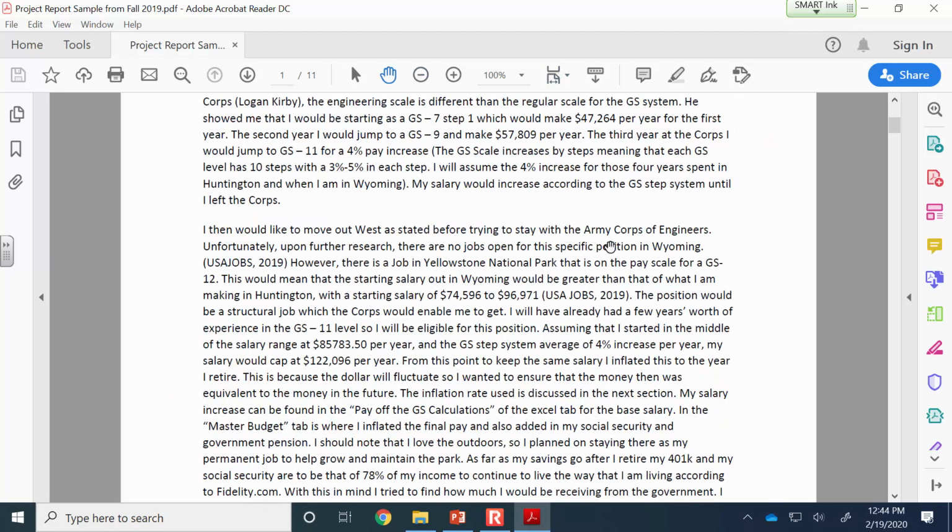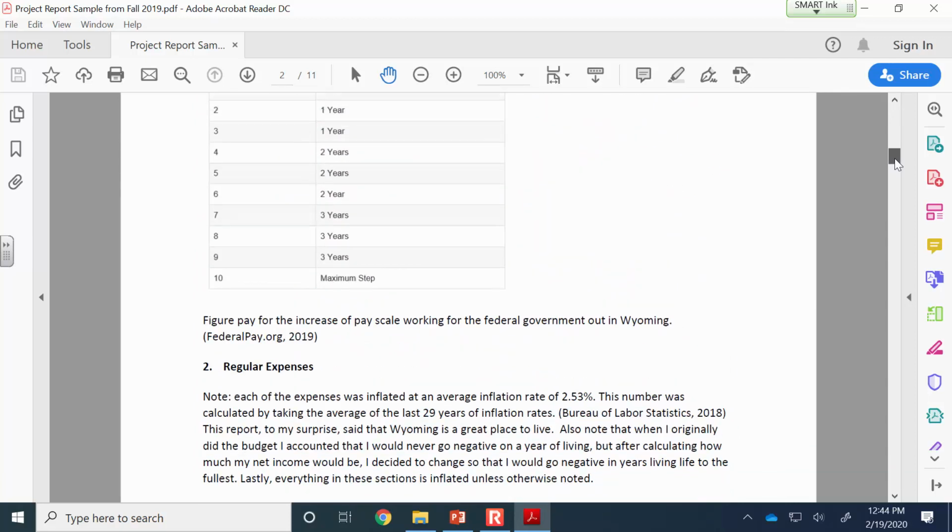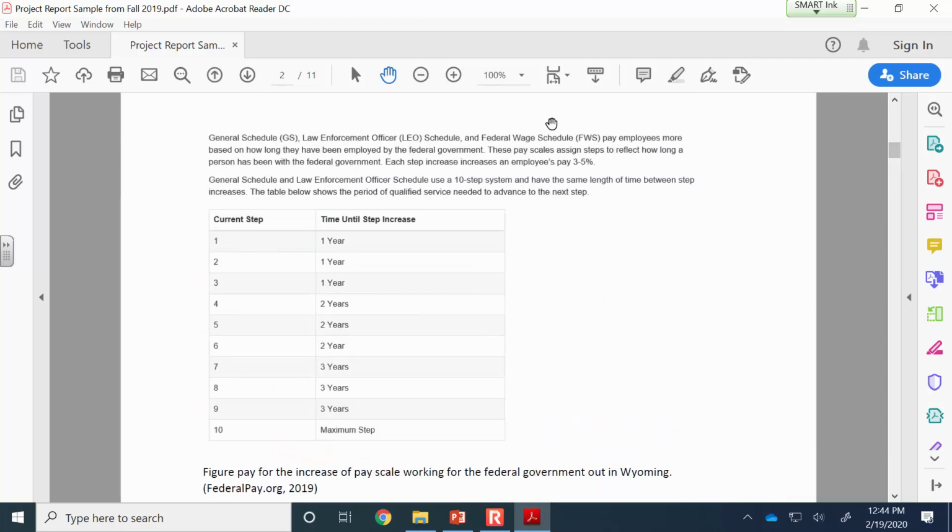So you'll notice that this report is 11 pages long. Section 1 goes into income, then you can insert tables if you like. Be sure to put the reference of where a table is from. This is a figure that explains how often people get raises in the federal government, how long you have to be in a certain step until you get the next one.